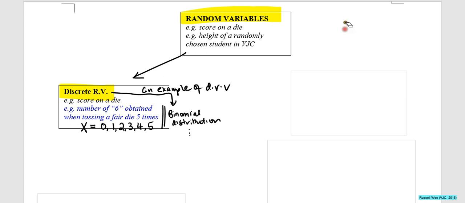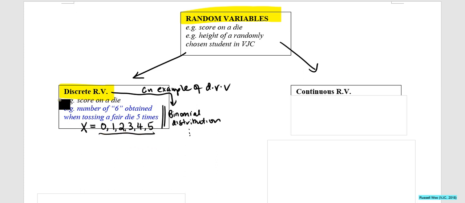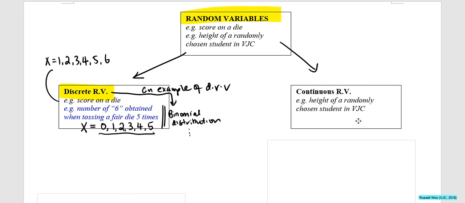Now, what is this next one? This next one is what we call a continuous random variable. A discrete random variable is discrete because it can only take on specific values. Score on a die, x can be 1, 2, 3, 4, 5, and 6. Done. Standard fixed number of outcomes. Whereas for a continuous random variable, for example the height of a randomly chosen student in VJC, this is a random variable, but it's a continuous random variable.